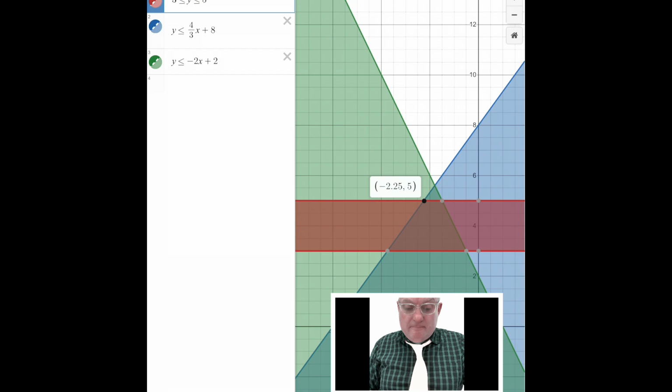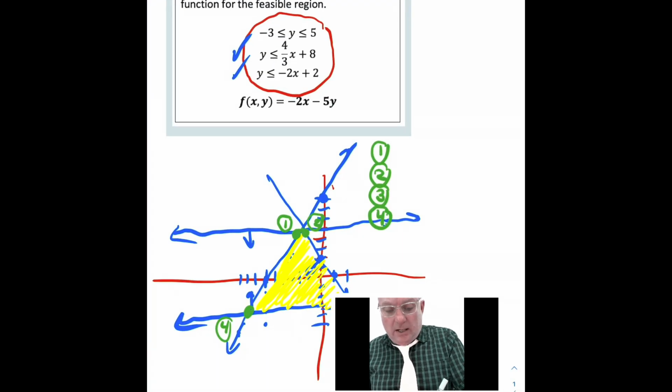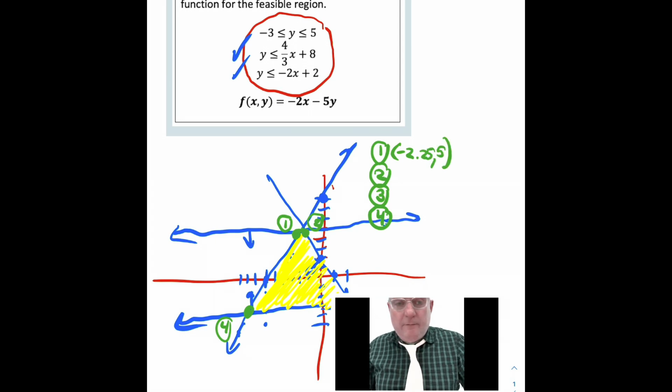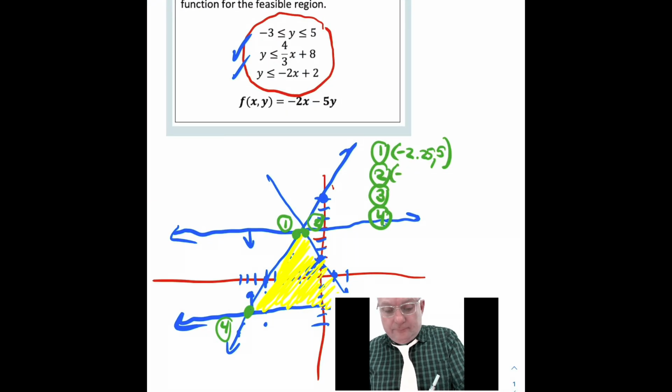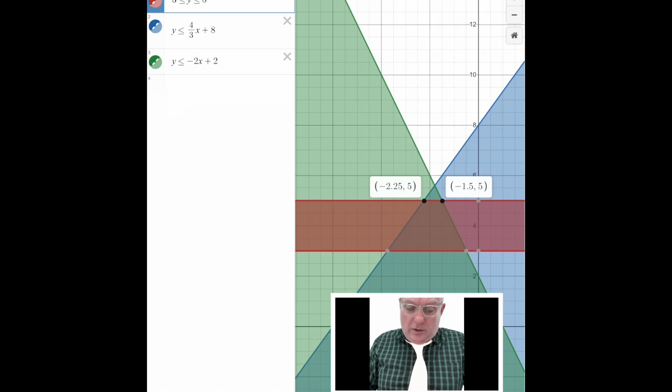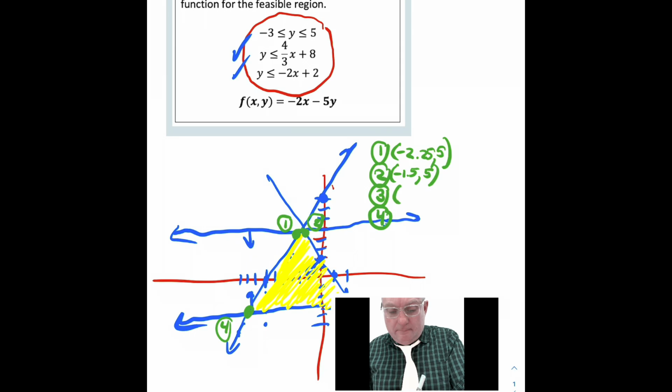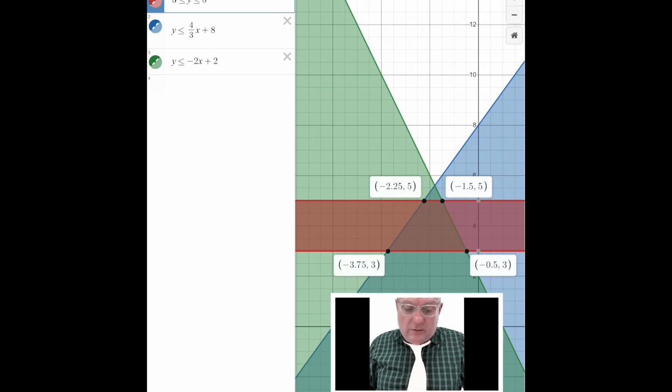So looking at Desmos here, I can just touch that point and it will give me negative 2.25, 5. So I'm going to write negative 2.25, 5. And then my next corner vertex, sometimes I call them corner points, is negative 1.5, 5. And then my third vertex is negative 0.5, 3. And then lastly, my other one is negative 3.75, 3.